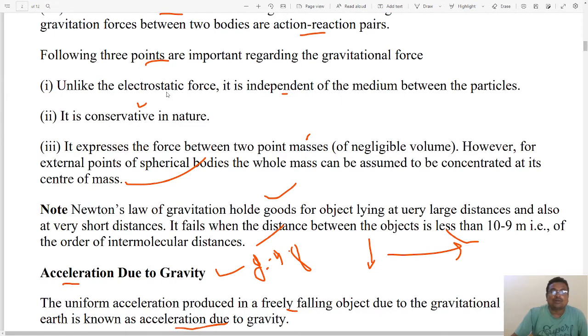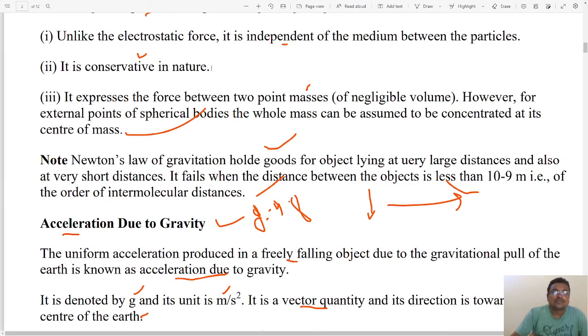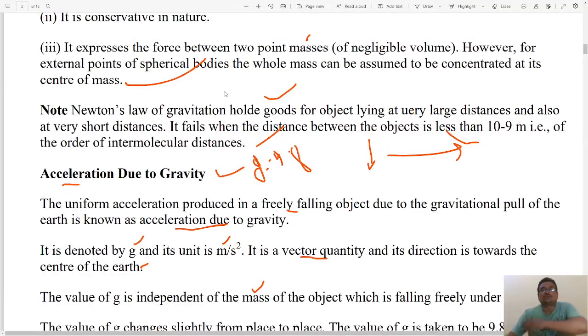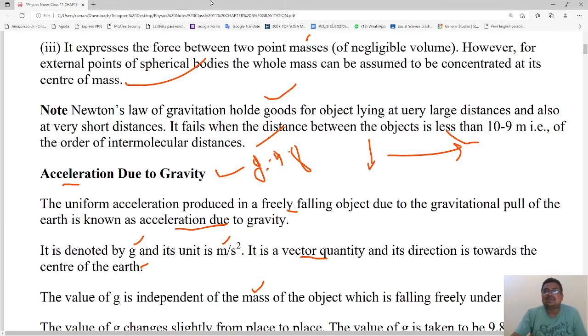Now, three important points regarding gravitational fields. Unlike the electrostatic force, the gravitational force is independent of the medium. It is a conservative force, depending upon the two points, not upon the path. Newton's law of gravitation holds good for all objects in the universe. This law fails when the distance between them is less than a nanometer, in microparticles.